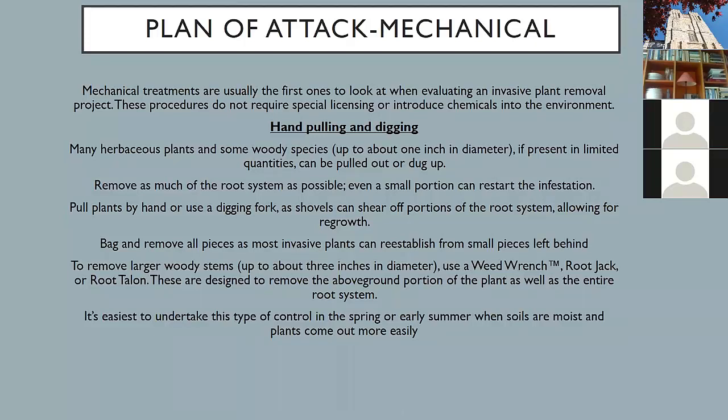If you have something that's about 3 inches in diameter, you can use a weed wrench, a root jack, or root talon. These tools are designed to remove the above ground portion of the plant as well as the entire root system. And it's easiest to undertake this type of control in the early spring or summer when the soil is moist, and then plants come out more easily.